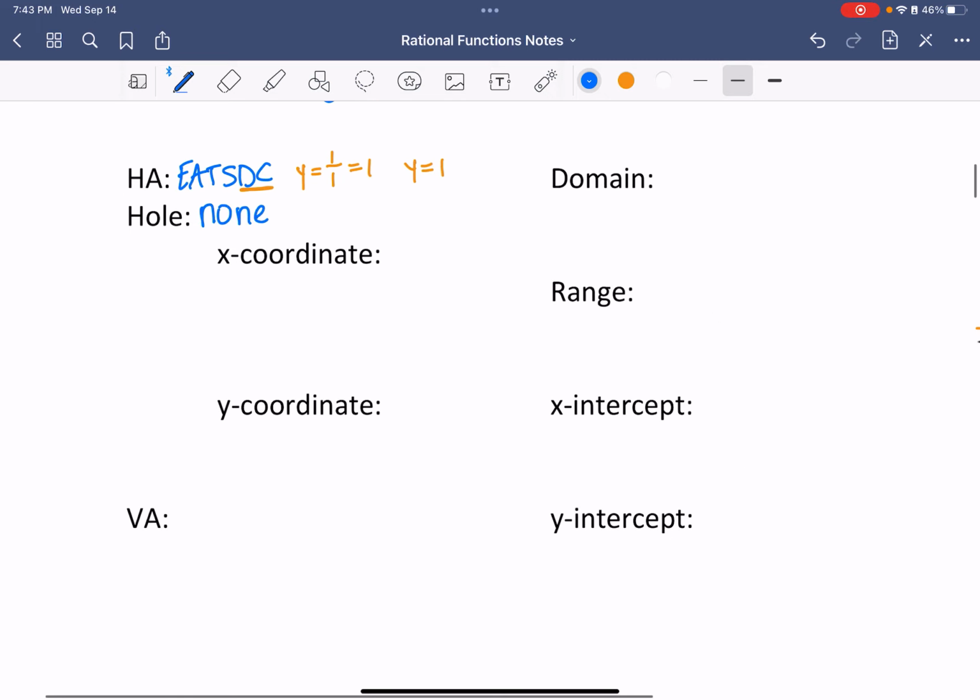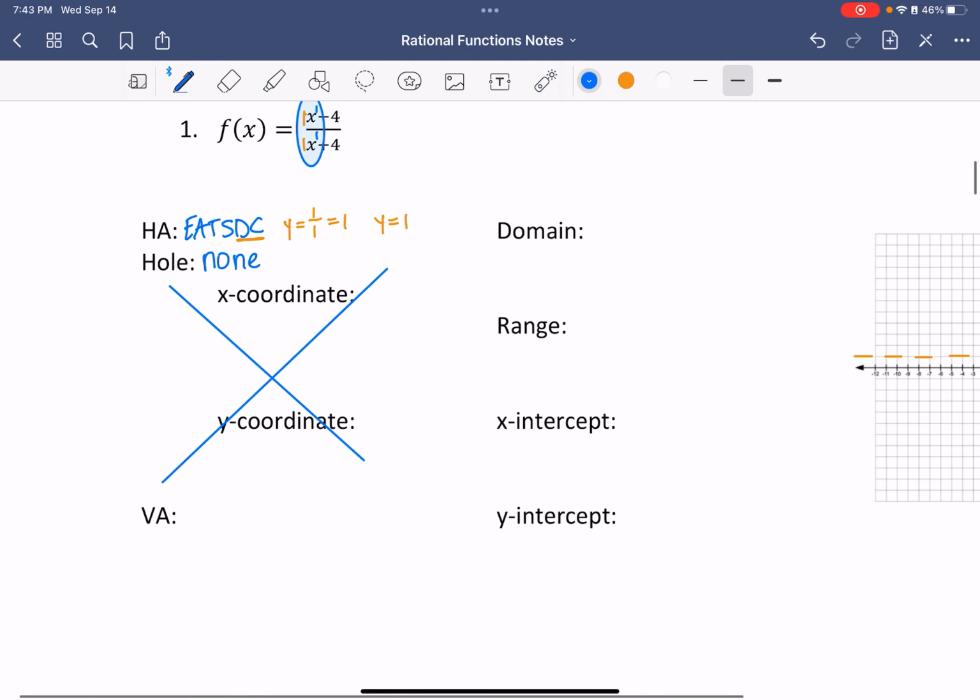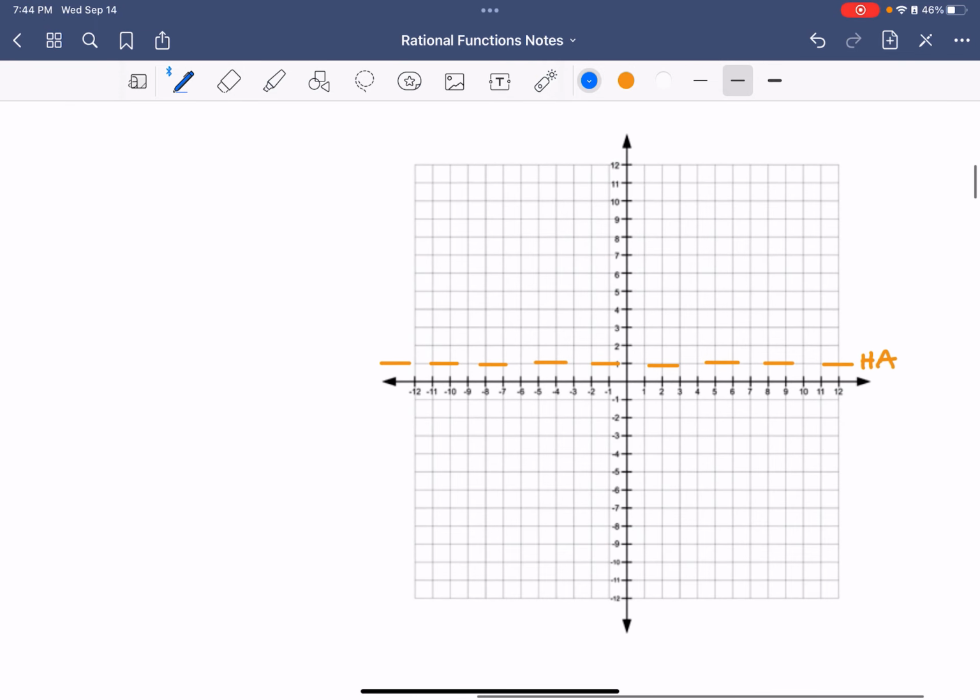Okay, and since there's no hole, I actually can't solve for the x and the y coordinate. That's where this work would have been shown, but I'm just going to put an x since there is no hole. Okay, the next thing I'm going to find is the vertical asymptote, which again is found by setting the denominator equal to 0. So x plus 4 equals 0. Subtract the 4 on both sides, you get x equals negative 4. Okay, so at x equals negative 4, I'm going to draw a dashed line going up and down at negative 4. This will be my vertical asymptote.